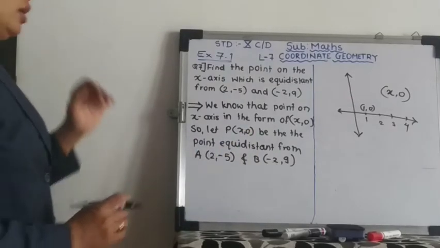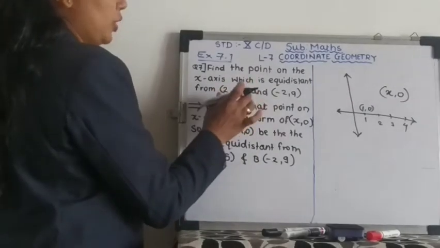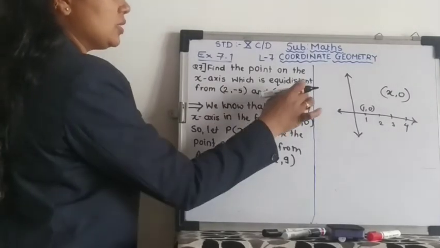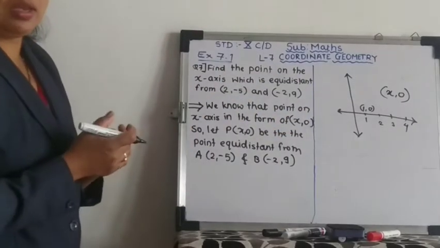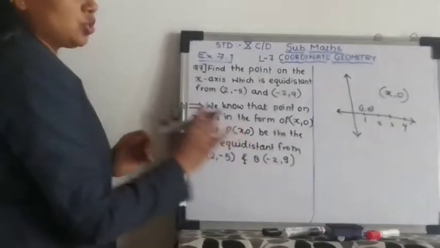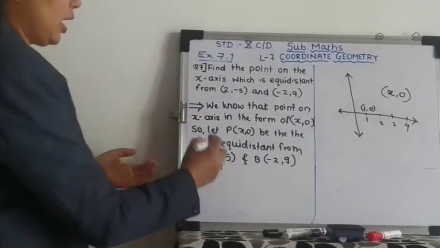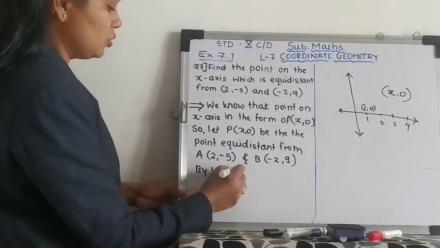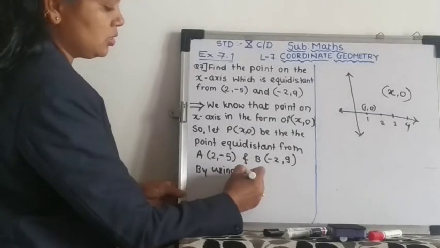So obviously if we are saying that this unknown point P is equidistant from this and this, where will it lie? In between these two points, right? So let us proceed by using the distance formula.